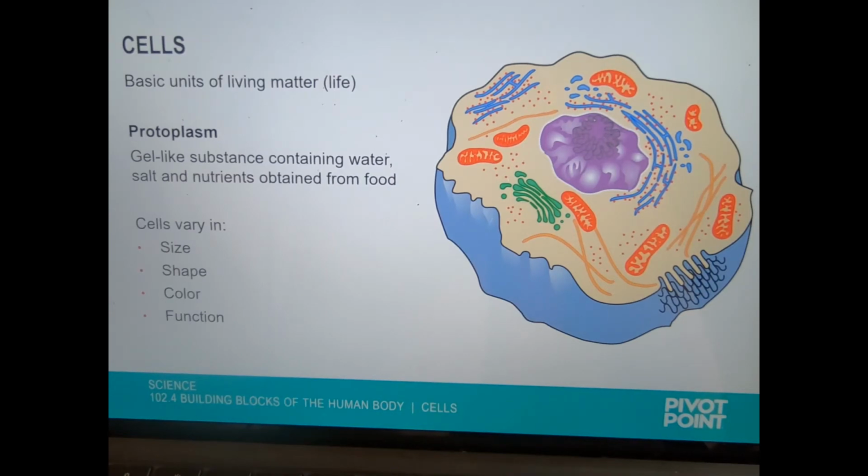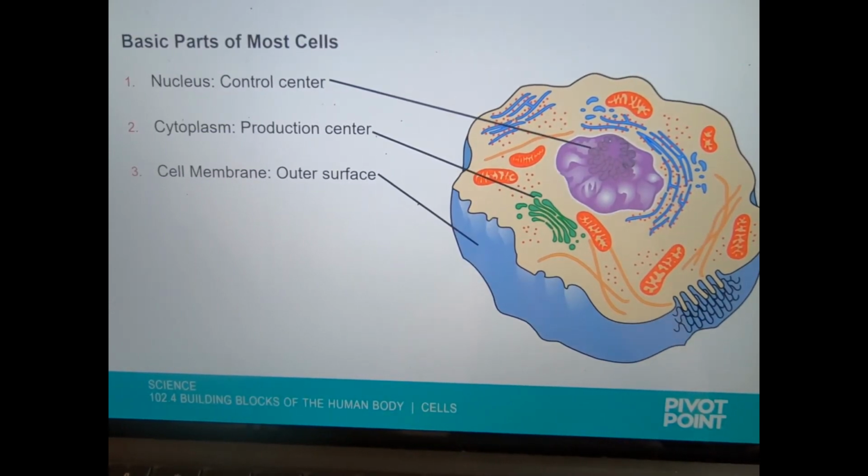And luckily for us, we don't have to learn too many parts of the cell. So we basically focus on three different parts. The nucleus, which is the control center of the cell, tells it what to do. The cytoplasm, which is the production center. You can see it there. It's actually in the protoplasm. Okay, protoplasm is like the jelly-like substance that fills it up. The cytoplasm is inside of that. And then the cell membrane is the outer surface. So for purposes of our test, at the most, you're going to need four parts of the cell that you'll need to know.